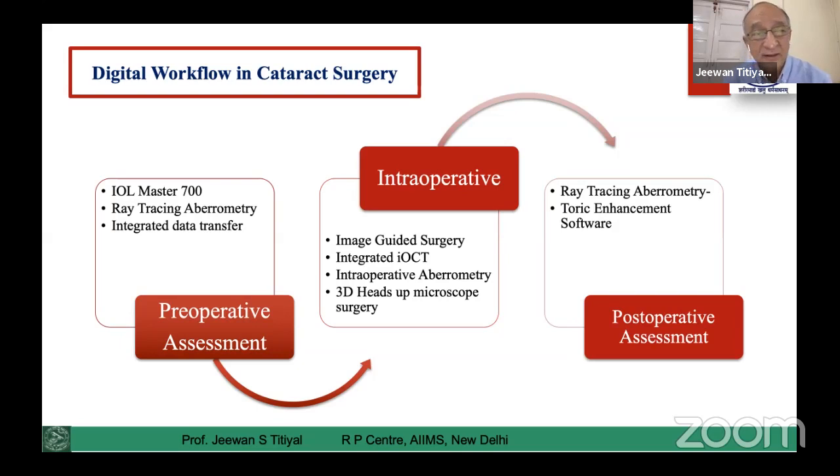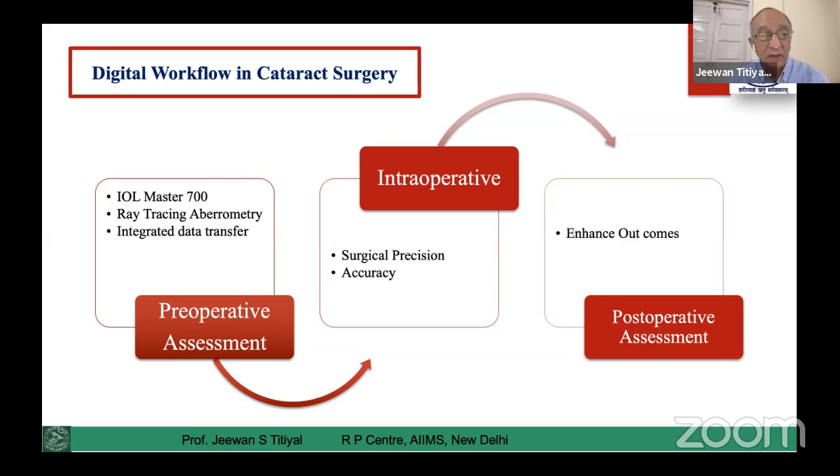In the post-op period, I think it's very important to analyze these patients, especially multifocal and toric IOLs, by looking at their outcomes. Ray tracing aberrometry will be very, very helpful, especially with toric software, to assess the alignment and the requirement for subsequent corrective measures. Preoperatively, if you can transfer IOLMaster 700 ray tracing aberrometry data to the surgical theater, making surgical precision more accurate for alignment of toric IOLs, that's definitely going to help.